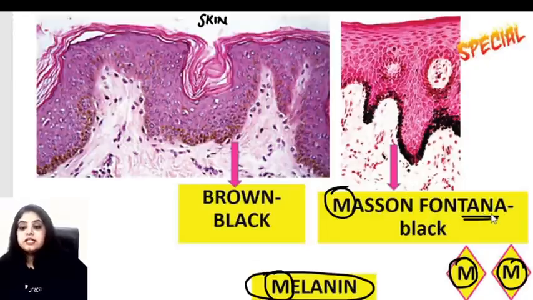So melanin is the pigment for melanin, and you can see it's got a jet black color. With melanin, you get a nice jet black color out here.